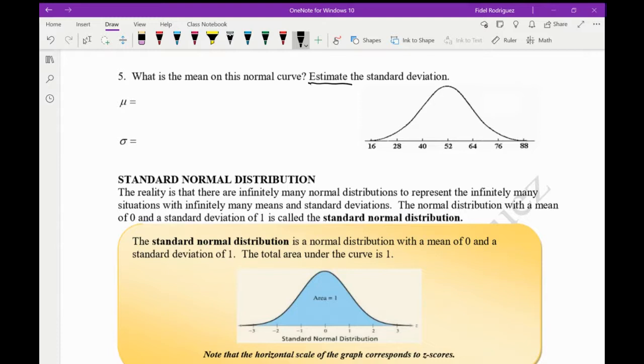So if you're off by 1 or 2 or 3 or 4, it's probably not going to be a big deal. But if you're off by 100, then you're going to have some issues, right? So first thing we're going to do, we're going to find our average. So the average just says go straight down, and we are at 52.